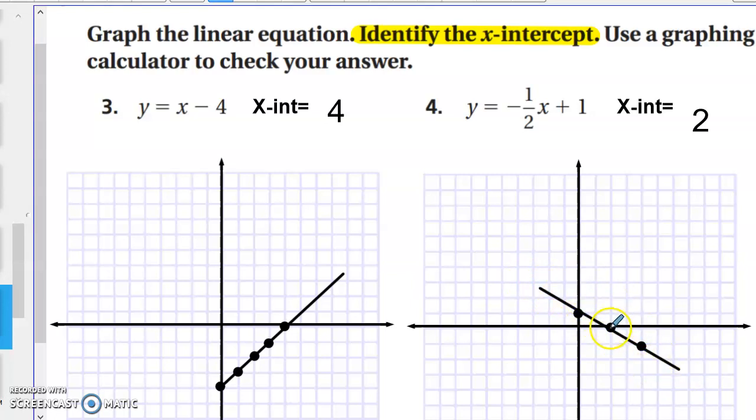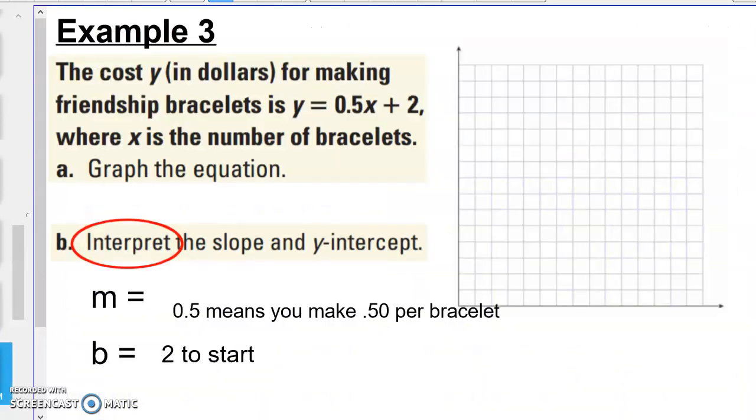Now again, this one was a little bit easier. My x-intercept is right there at 2, as long as I drew my line the correct way, I'm going to be able to pick that out. If not, though, remember you just put a 0 in for y, and then solve for x to find what your x-intercept is. All right, real-life applications.